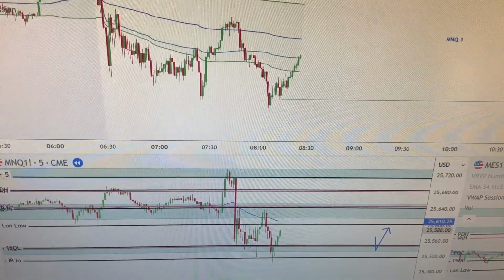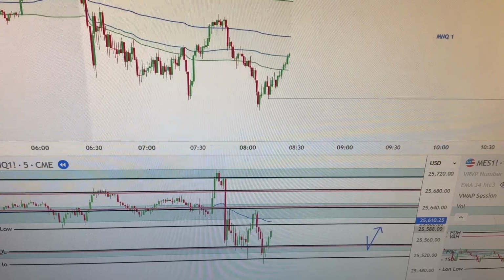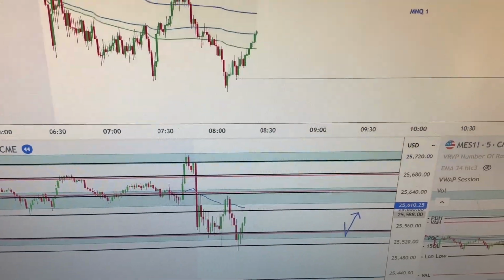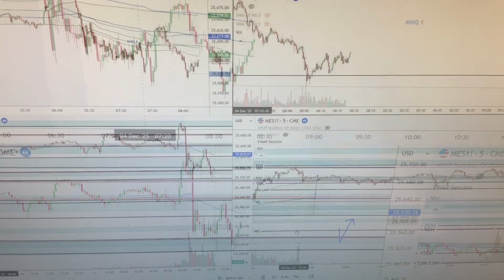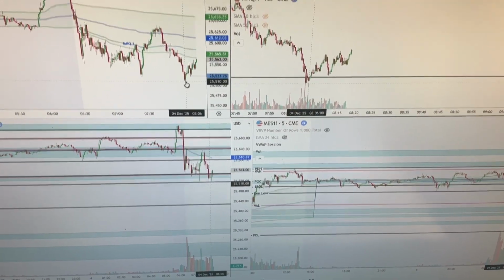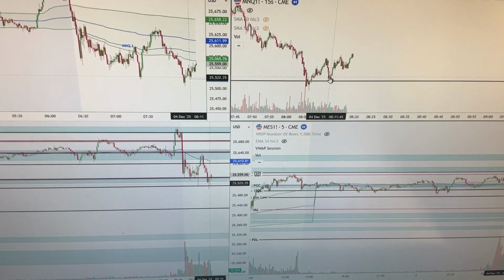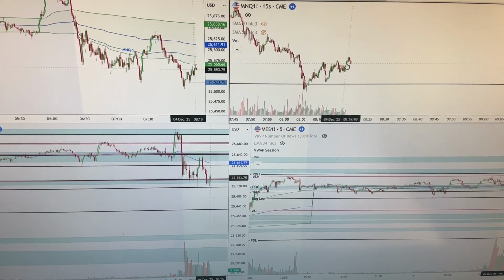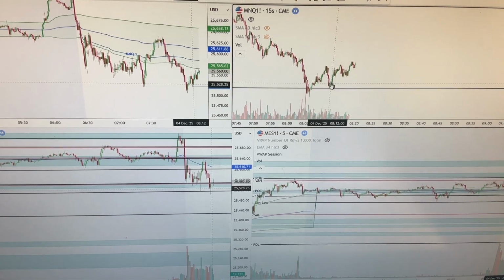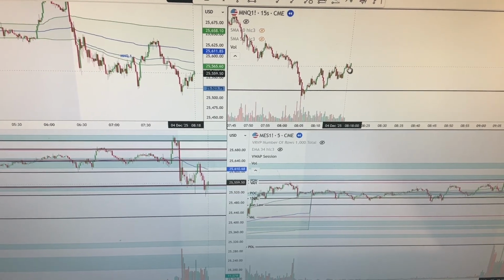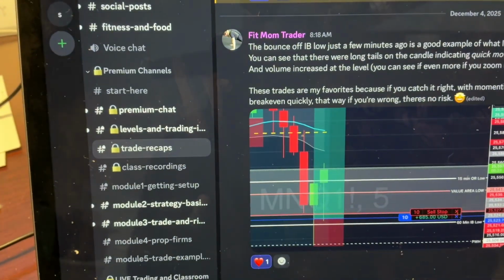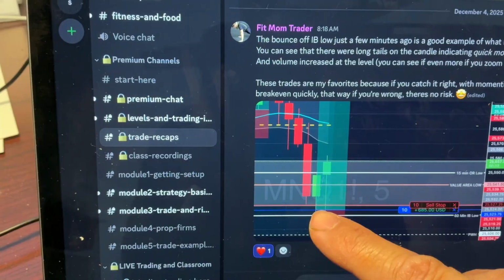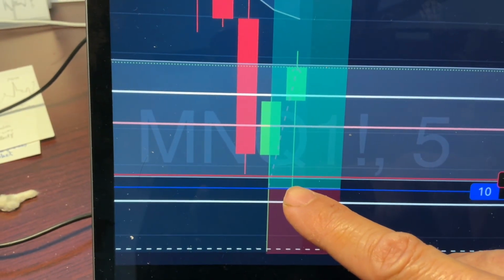And immediately she's able to move the stop. So yeah, it's actually pretty cool. So now it's off to the races after this little dip right there. Okay, now the 15 is going to break this structure right there, and off we go. And so at 8:18 is when she sends this out, and she shows that she captured this right there.